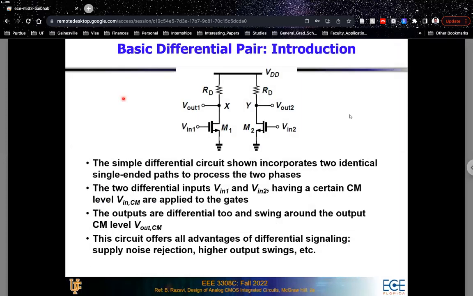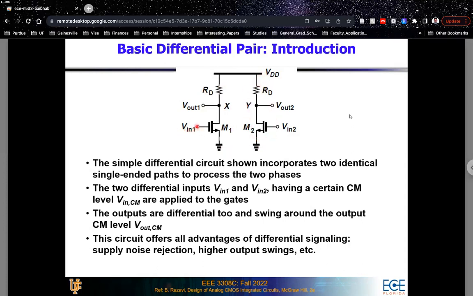All right. And we have also looked into the different ways to create a basic differential pair. The simplest way to create the basic differential pair is to have two of your common source amplifiers. So for example, here on the left-hand side, we have put one common source amplifier, and on the right-hand side, you have put another common source amplifier.